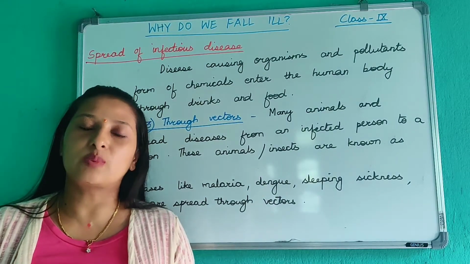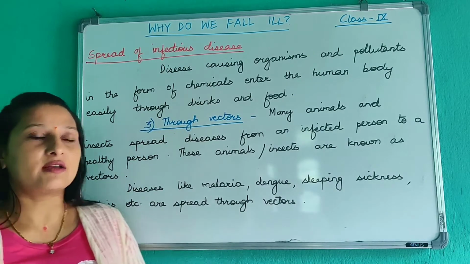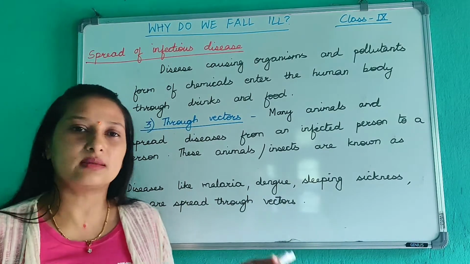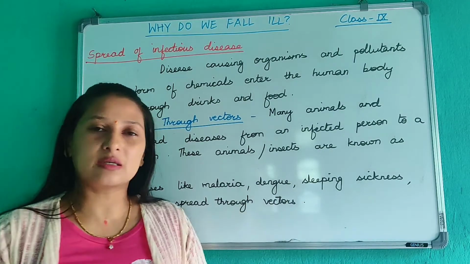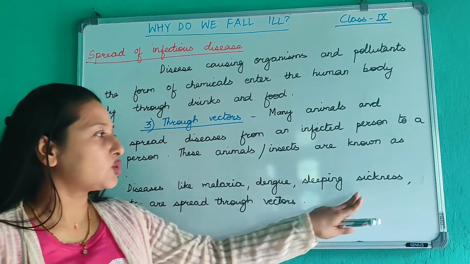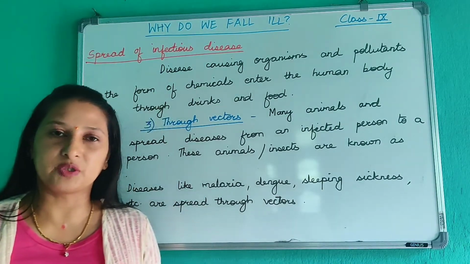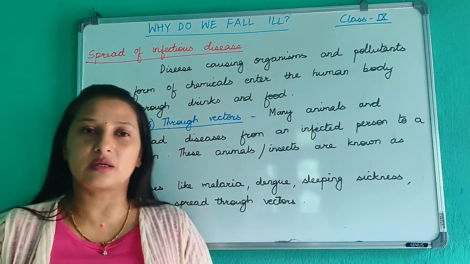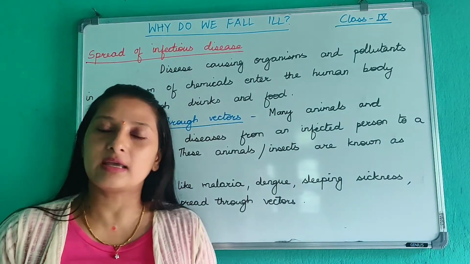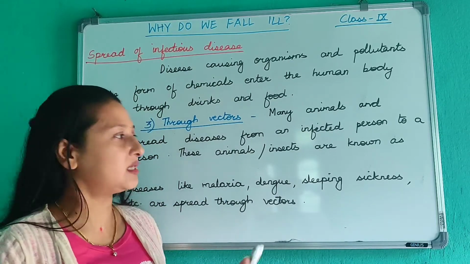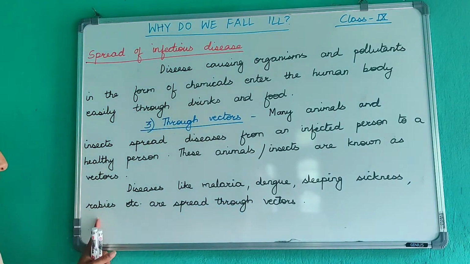Similarly, dengue is caused by a virus, but that virus is carried by a mosquito again. That mosquito is the Aedes mosquito. Similarly, sleeping sickness is a disease that is usually found in Africa, and it is caused by a protozoa. The vector of that protozoa is a fly, the tsetse fly.